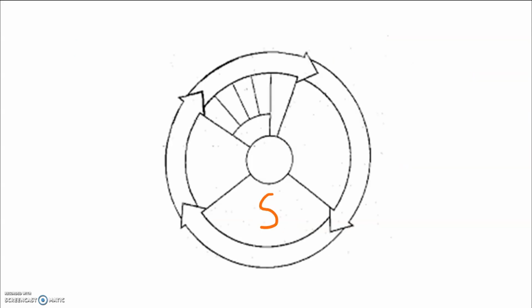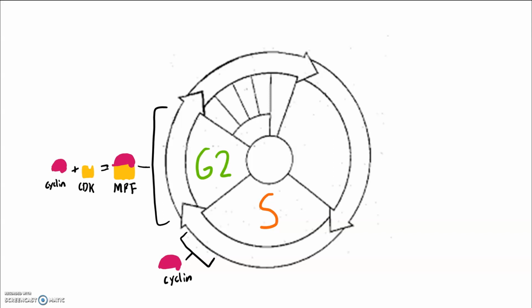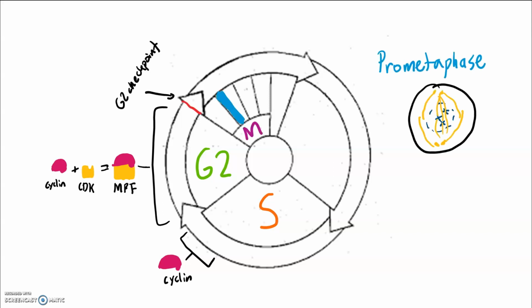After the G1 phase, the cell enters the S phase, where DNA replication occurs. During the late S phase, the synthesis of cyclin begins. The cyclins are able to accumulate because they are protected from degradation during this stage. During the G2 phase, cyclin combines with CDK, which produces MPF, or maturation promoting factor, or M-phase promoting factor.